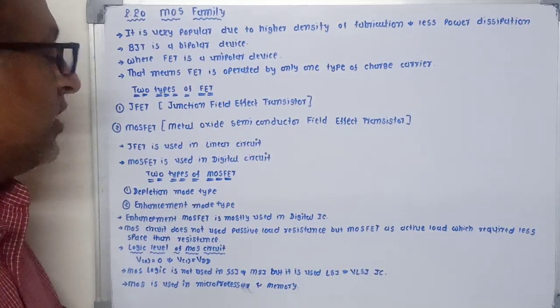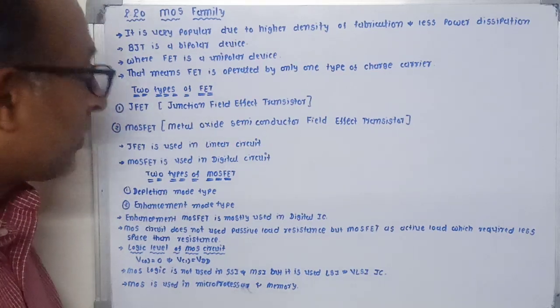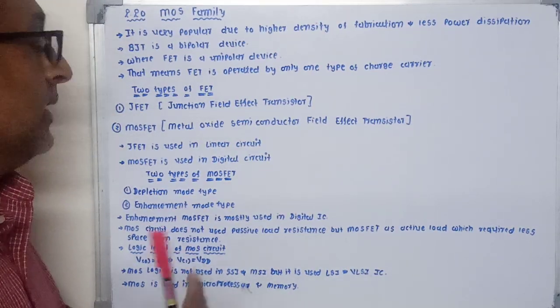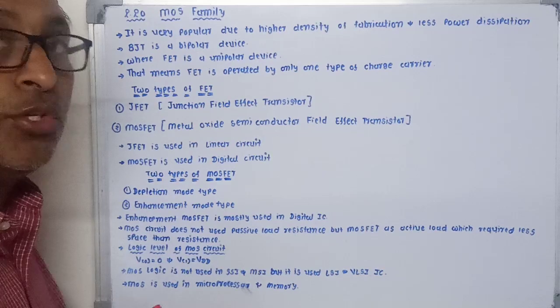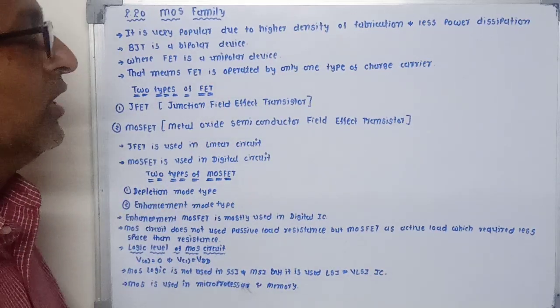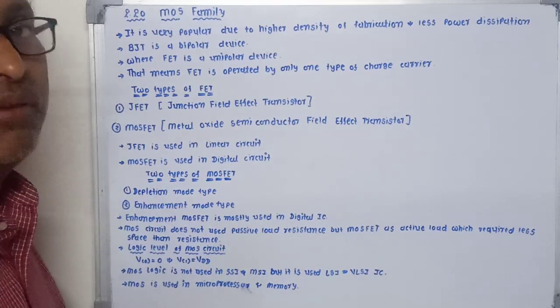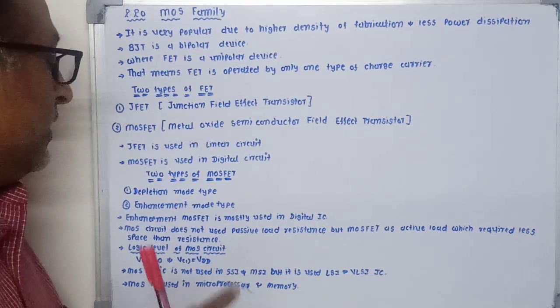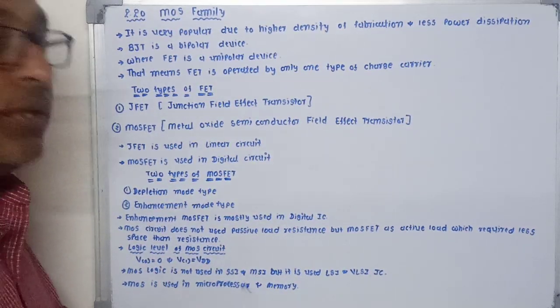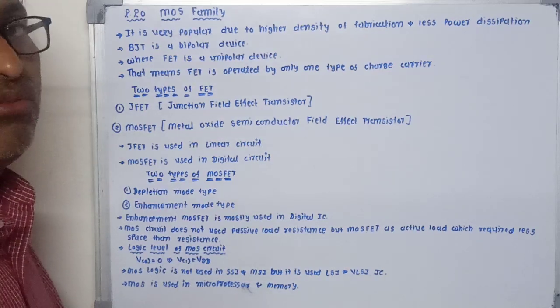Now the MOS circuit does not use passive load resistance, but the MOSFET is used as an active load, which requires very little space in fabrication compared to the resistance. Next, the logic level of MOS circuits.